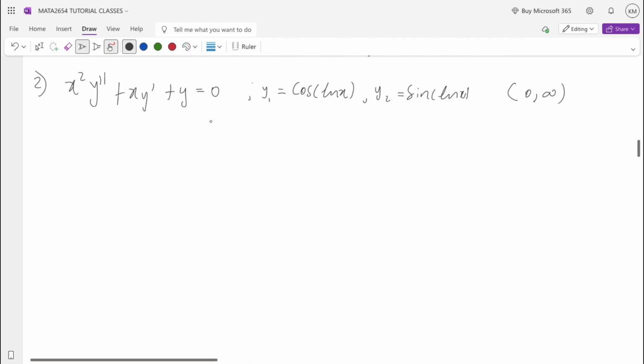Still the same question. So the first thing that we do, what do we do? We find out first the Wronskian of y1 of x and y2. So we are going to say what is our y1?